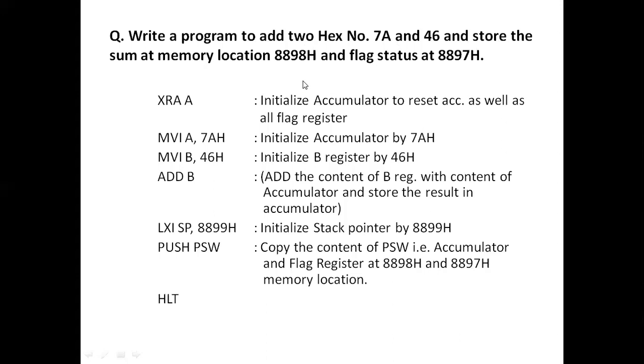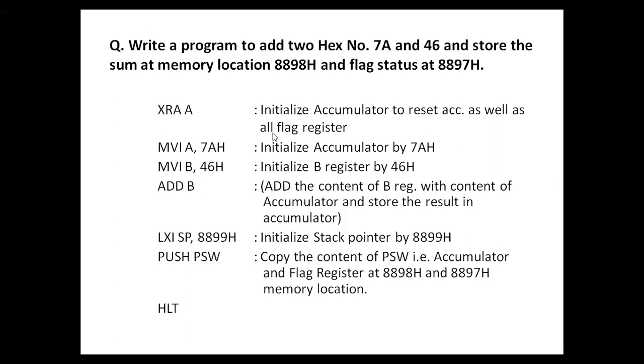The first problem is to write a program to add two hexadecimal numbers, that is 7A and 46, and store the sum at memory location 8898, as well as the content of the flag register into 8897. So what simply we have to do, first of all, we have to clear the accumulator. We have to initialize the accumulator, and for that, we can use XRA A. The purpose of using XRA A is to initialize the accumulator, to reset the accumulator, as well as all the flag registers.